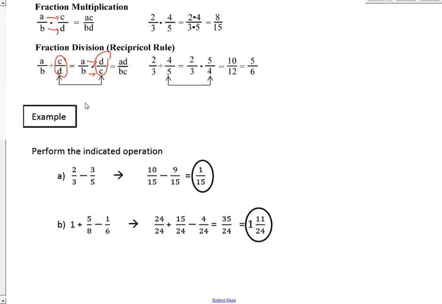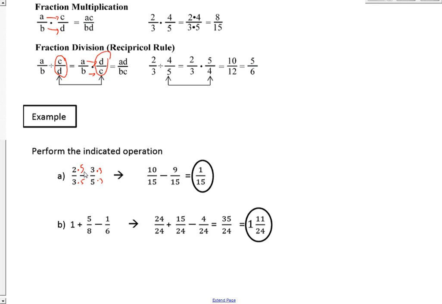Let's look at an example. Perform the indicated operation. We want to subtract 2/3 minus 3/5. Subtraction is very similar to addition. So if you need to subtract two fractions, you still need a common denominator. So my common denominator, I could take 3 and 5 and use both. So I'm going to take this fraction and multiply times 5. And the second fraction, I will multiply by 3.